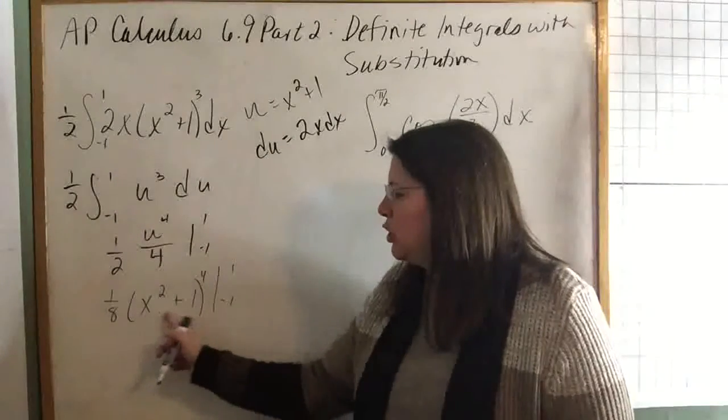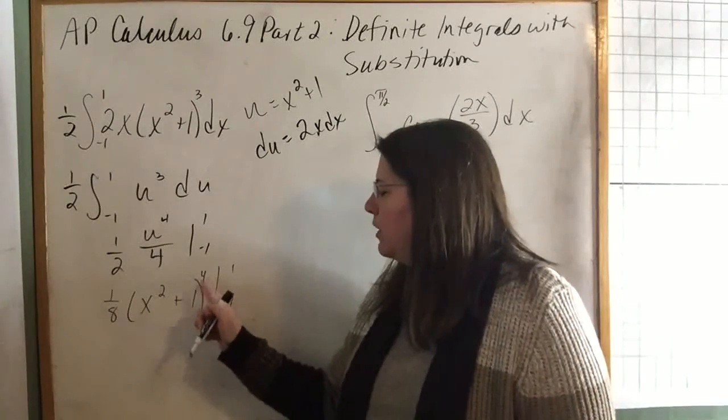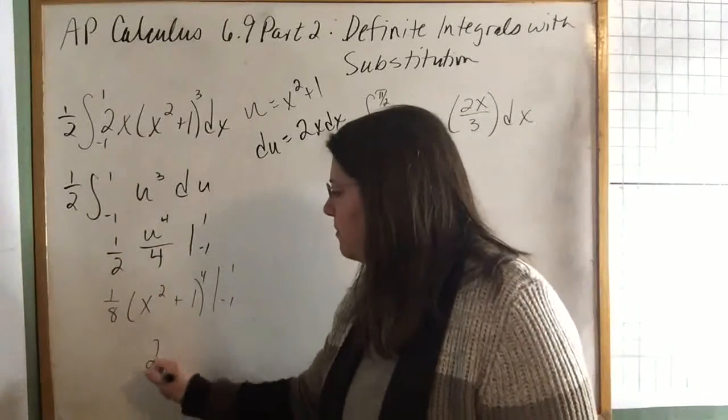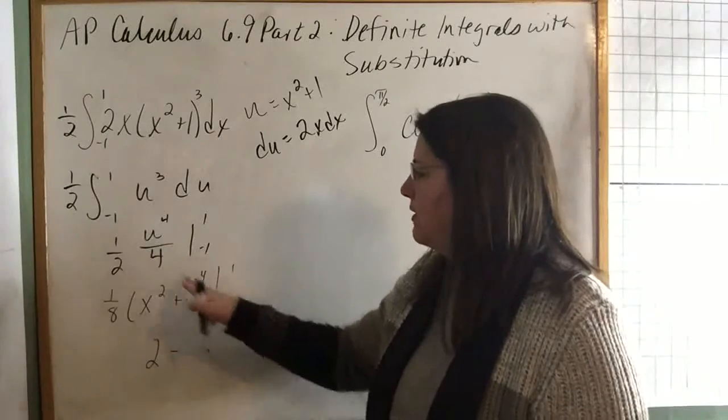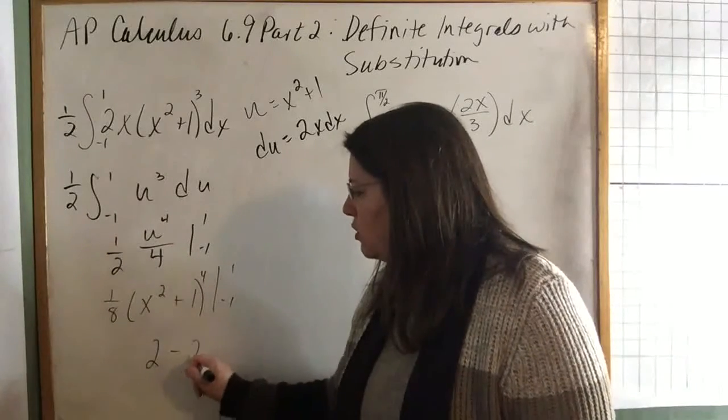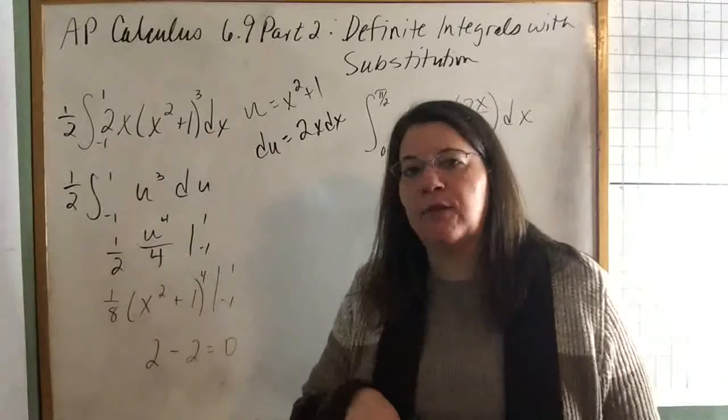When I plug 1 in, I get 2. 2 to the 4th is 16. 16 times 1/8 is 2. When I plug -1 in, I get 2 again. To the 4th is 16 times 1/8 is 2. So I end up getting a 0 for that one.